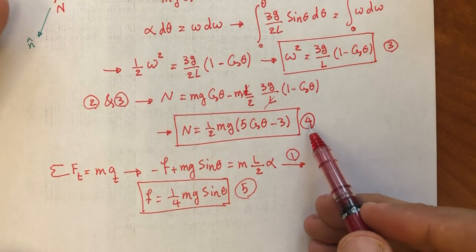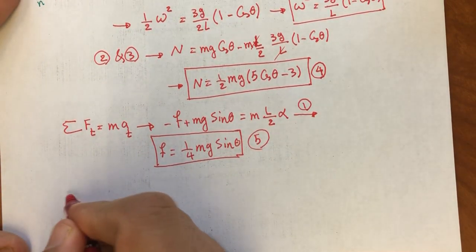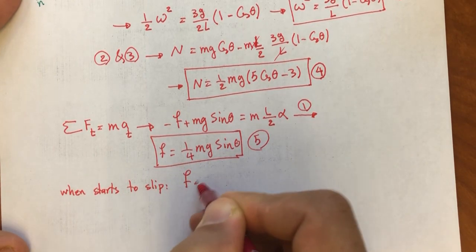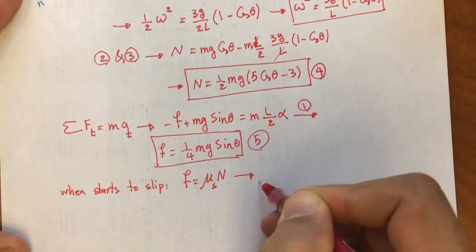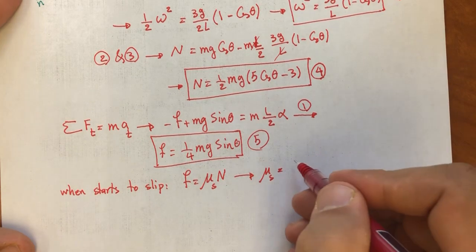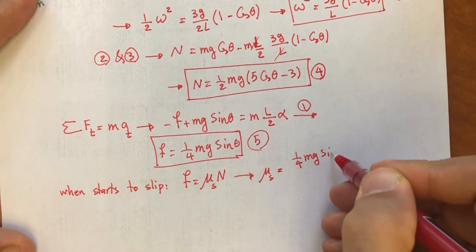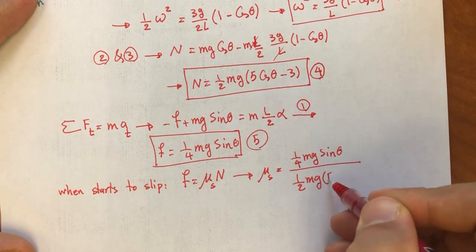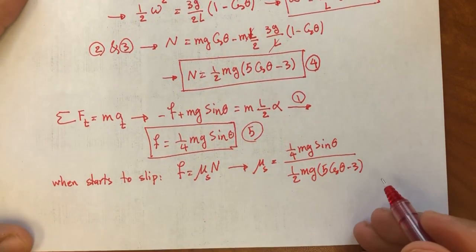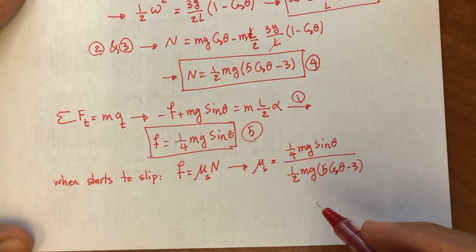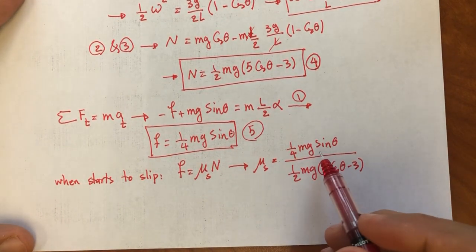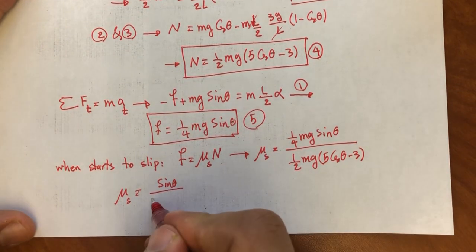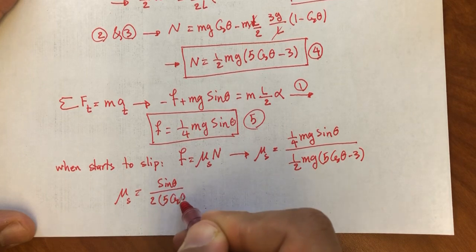We found the friction force, we found the normal force. Now, at the moment of slip, when it starts to slip, we have friction must be equal to mu s times n. So from here, mu s is going to be friction force divided by n. So it's going to be 1/4 of mg sine of theta divided by 1/2 of mg times 5 cosine of theta minus 3. You can simplify m, and at the end it's going to be sine of theta divided by 2 times 5 cosine of theta minus 3.